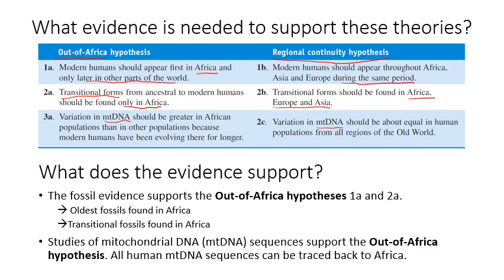So all three pieces of evidence needed to support the out of Africa hypothesis actually exist, and none of the evidence that supports the multi-regional hypothesis exists. So we have fossil evidence that proves that modern day humans appear in Africa first, and we have evidence that proves that these transitional fossils are found only in Africa. So the two pieces of information for the out of Africa hypothesis first.